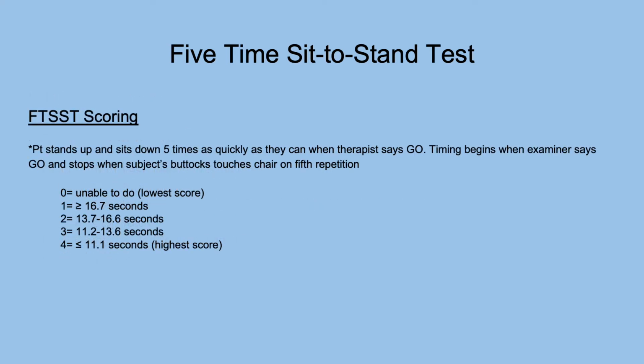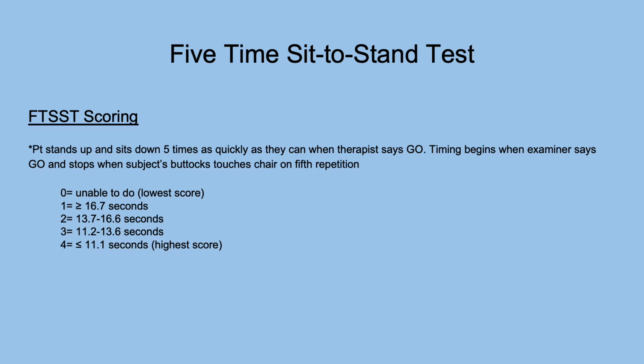This test is scored on a range from 0 to 4, with 0 being the lowest and 4 being the highest. The patient stands up and sits down 5 times as quickly as they can when the therapist says go. Timing begins when the therapist says go and stops when the subject's buttocks touches the chair on the 5th repetition. The patient scores a 0 if they are unable to complete the test.